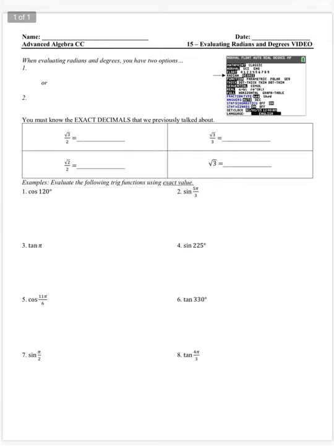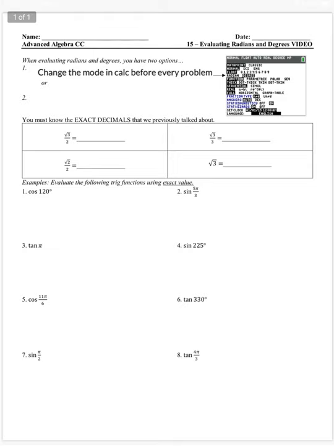All right, so moving right along with our trig topic. Today we're going to be evaluating both radians and degrees. You have two options when you are asked to evaluate trig. You can either change the mode in the calculator before every problem.